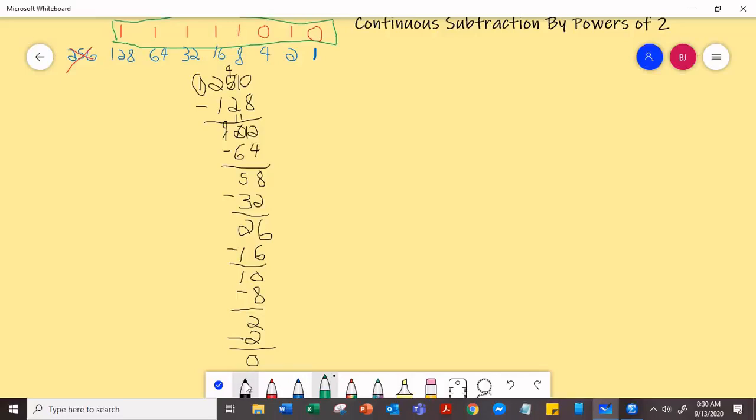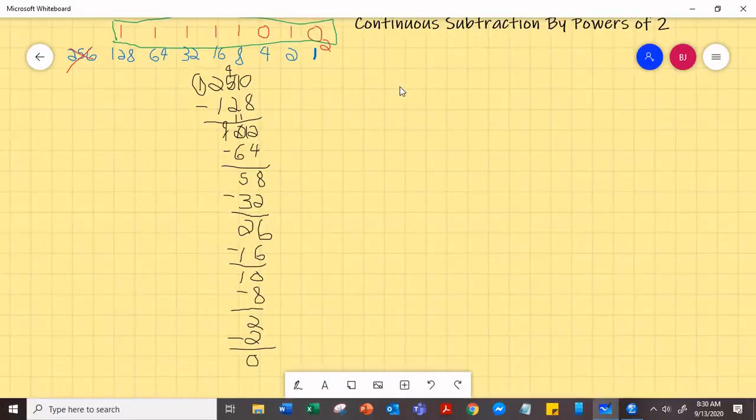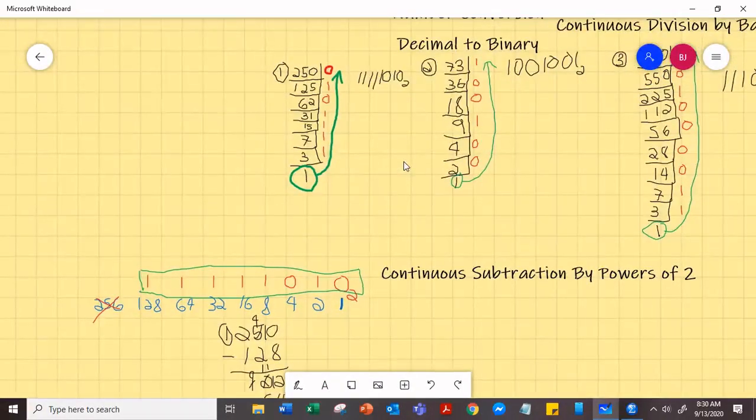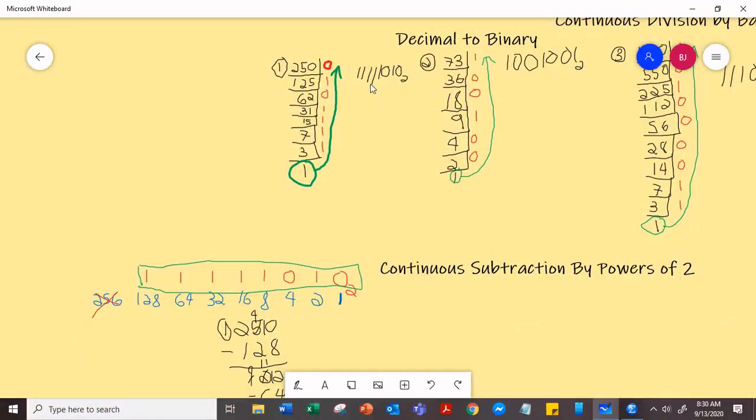And let's not forget the base 2 here. So 1, 1, 1, 1, 1, 0, 1, 0. Let's check our answer from the first method, if they're the same. And they are. So 5 ones, and then 0, 1, 0.